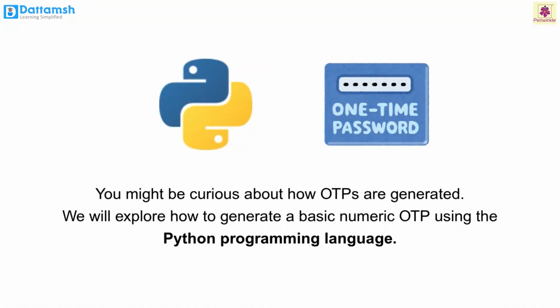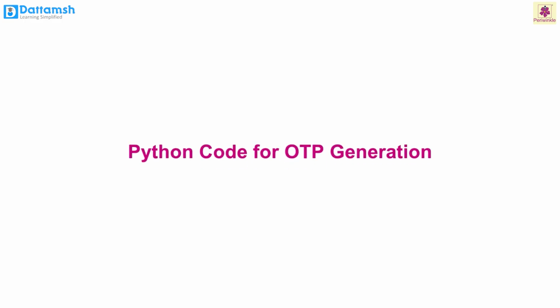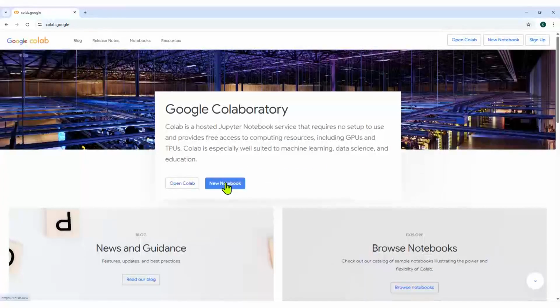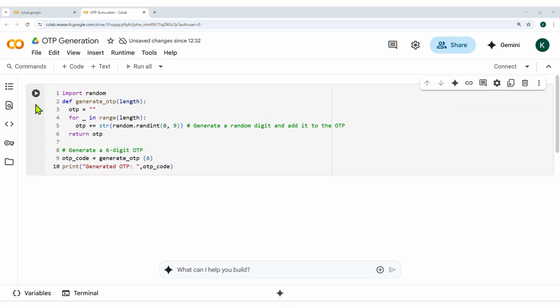You might be curious about how OTPs are generated. We will explore how to generate a basic numeric OTP using Python programming language. In Python, you can create a 6-digit numeric OTP using a random module. Python code for OTP generation. Open Google Colab. You could name your notebook as OTP generation. Type the following code exactly as given into your system.